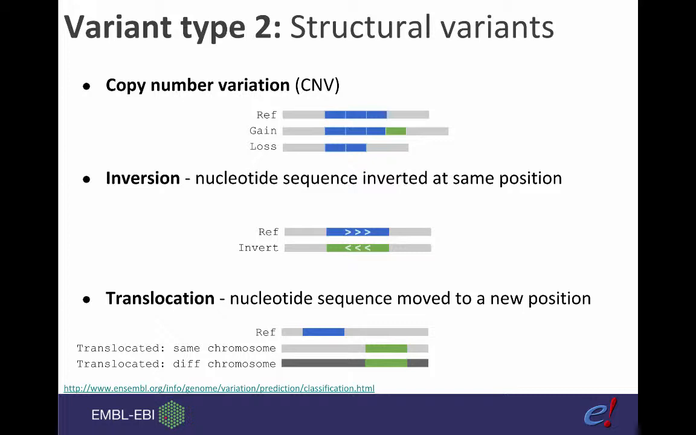And these are where we have a repetitive sequence in the genome, and we have a section of that that's either repeated again, so we have a gain in this repetitive sequence, or a loss, where a section of that is lost. An inversion is where we have the nucleotide sequence at a certain position, maybe in the 3' to 5' orientation, and then it's inverted, so it's flipped around within the same location. So it's essentially as it would appear on the reverse strand rather than the forward strand, for example.